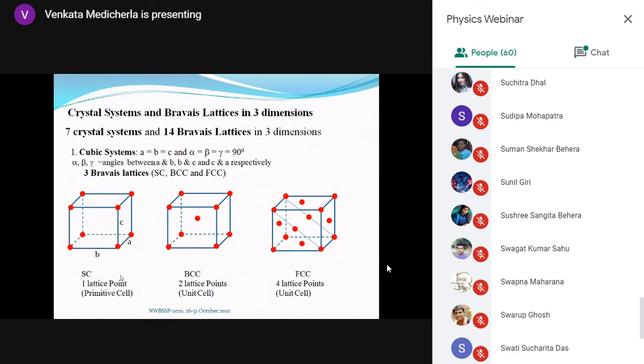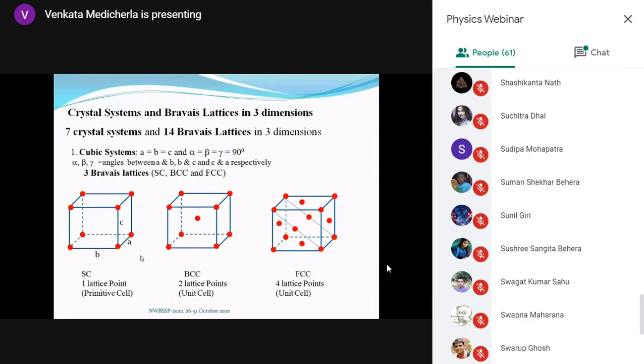And another thing here: I told you that there are 2 lattice points in BCC. That means, what is the volume of this BCC cube unit cell? The volume is A cube, and A cube contains 2 lattice points. What is the volume of one lattice point? A cube by 2. That is actually the primitive cell volume. I also told you that however you construct your primitive cell, the volume remains the same. For body-centered cubic, your primitive cell must have a volume of A cube by 2. How you construct your primitive cell is immaterial. Similarly, the primitive cell volume is A cube by 4 for FCC.